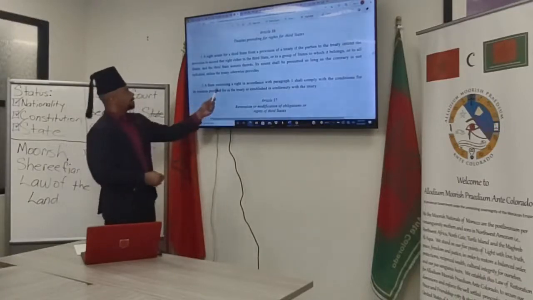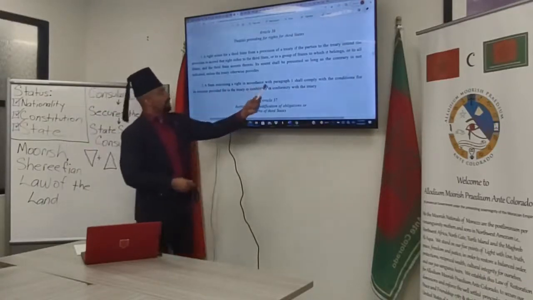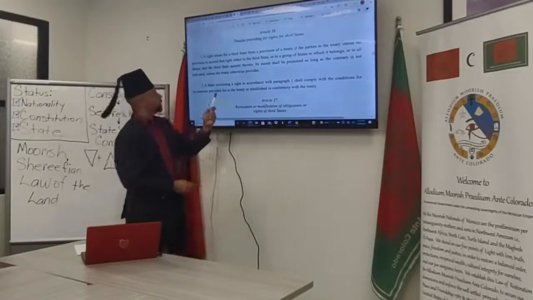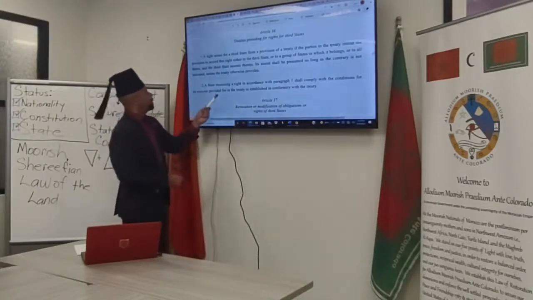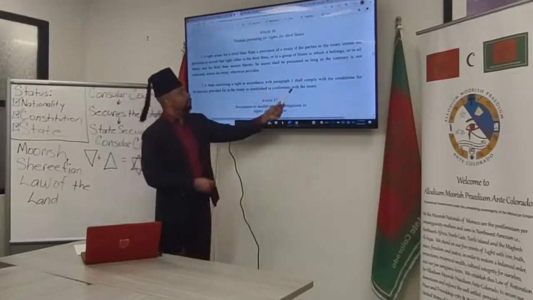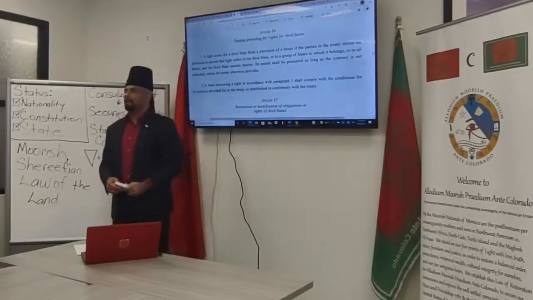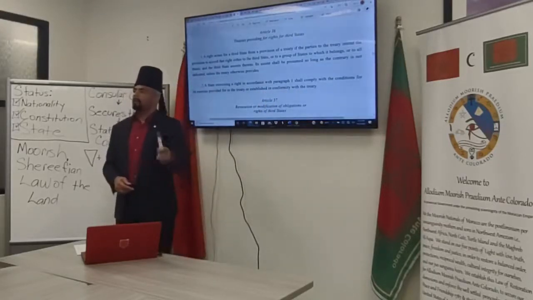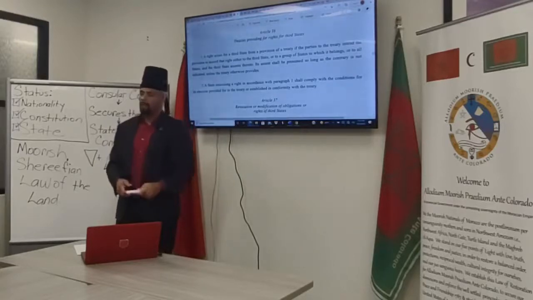Part two: a state exercising a right in accordance with paragraph one shall comply with the conditions for its exercise provided for in the treaty or established in conformity with the treaty. Everything's about treaties. Arizona, the state of Arizona, was obligated regardless.